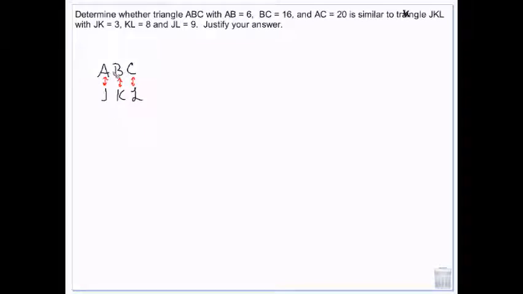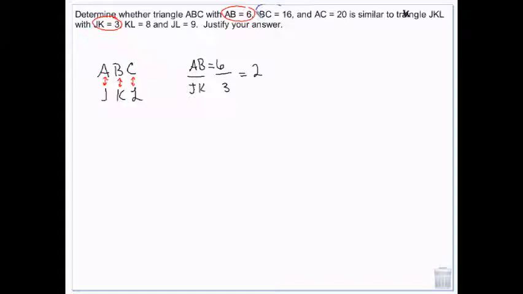Whatever the order, I have AB is 6, right? Well, AB is going to go with JK. Do you see how they're in the same position? Well, JK is 3. So that's going to be 2. Does that make sense so far? So I took AB and it goes with JK because they're in the same position.